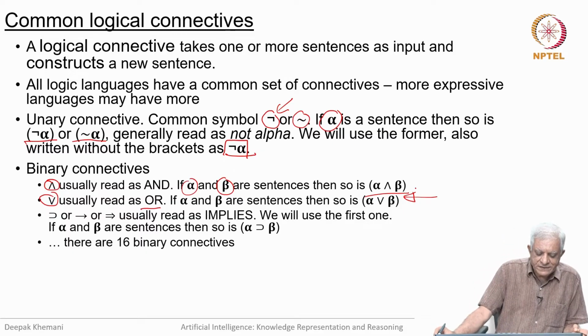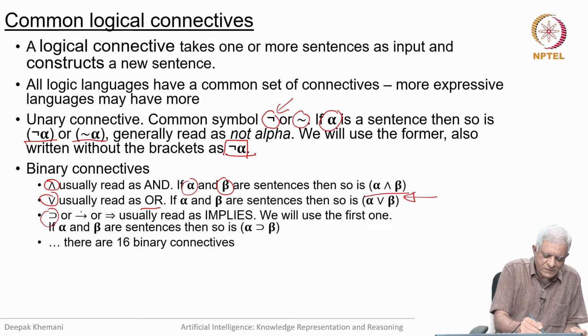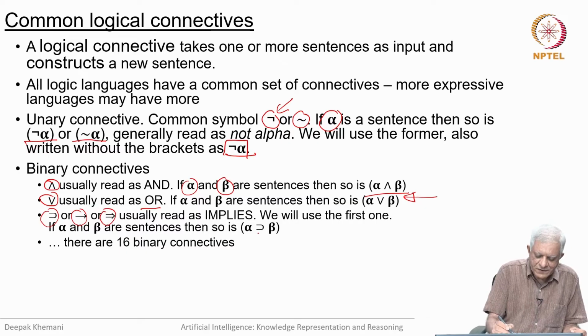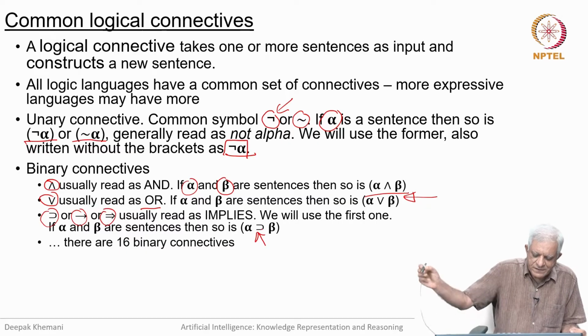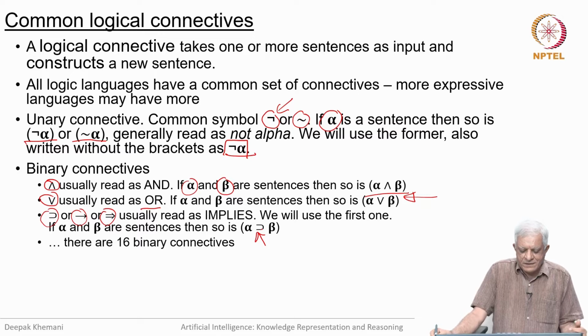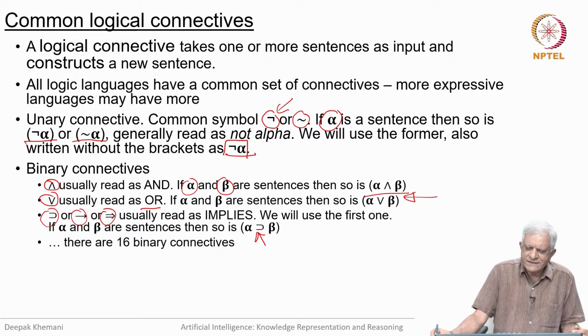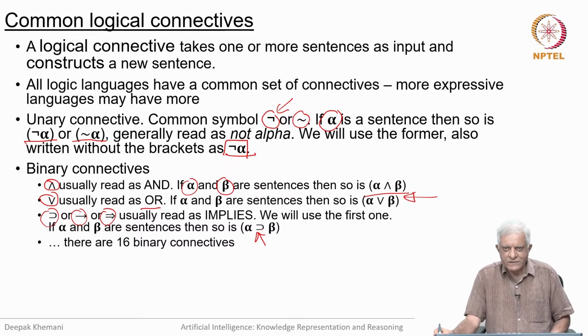Another interesting connective is the implies or the implication. There are different symbols that different textbooks would use for this, but we would stick to this one here. If alpha and beta are sentences, then so is alpha implies beta. There are in fact 16 binary connectives, we have just written 3 here. I will encourage you to explore the other connectives.